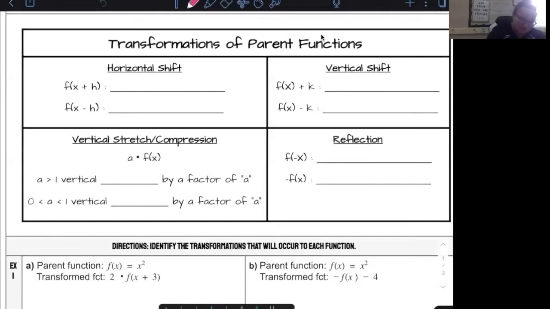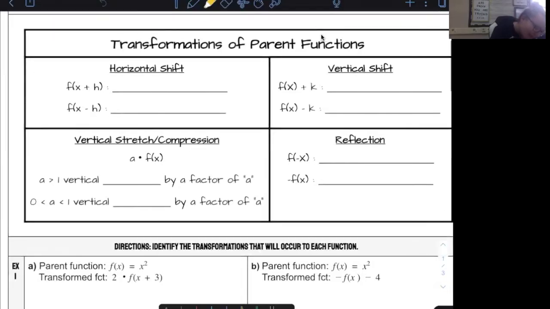So for horizontal shifts, or moving left and right on the x-axis, f of x plus h. So anytime you add a number directly to x, you are going to shift left h units, or move left h units. If you subtract h directly from your x values, so f of x minus h, then you're going to shift right h units.